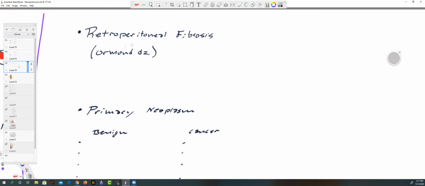Retroperitoneum, retroperitoneal fibrosis. Yeah, I've definitely seen it a couple of times, but like I said, I didn't really focus in on the retroperitoneum. I focus in on the aorta. That's where you see this.